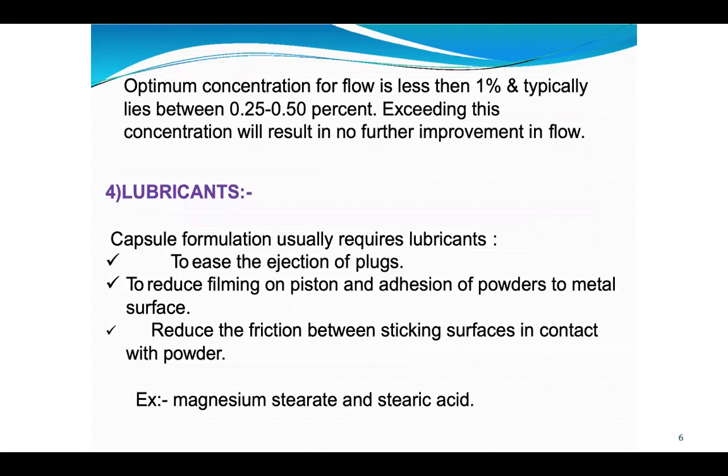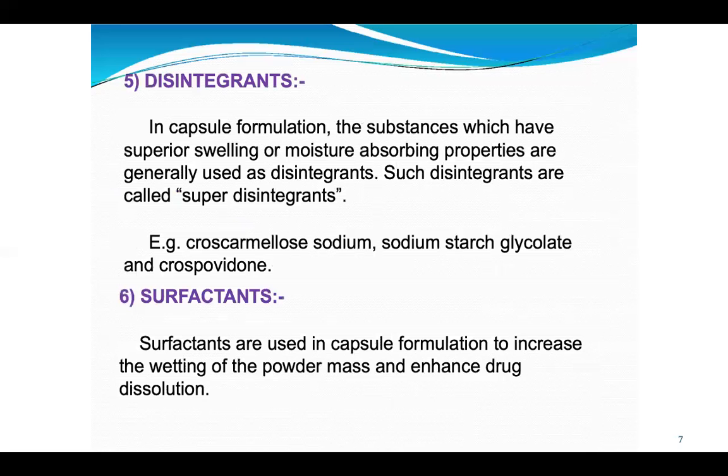Optimum concentration for flow is less than 1% and typically lies between 0.25 to 0.5%. Exceeding this concentration will result in no further improvement in flow. Lubricants. Capsule formulation usually requires lubricants to ease the ejection of plugs, to reduce filming on piston and adhesion of powder to metal surface, reduce the friction between sticking surface and contact with powder. Magnesium stearate and stearic acid are used as lubricants.